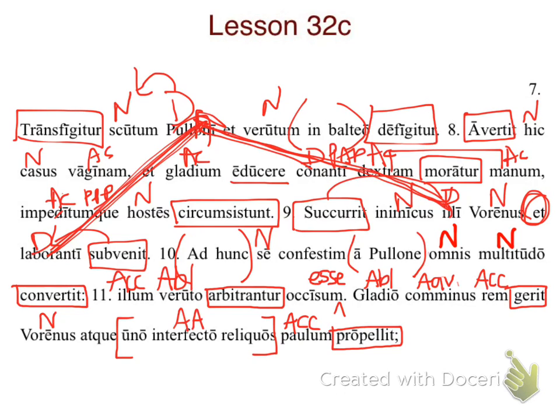But turned themselves. Okay. Oh, because I guess technically the whole multitude is singular, but that threw me off. Okay. Yeah, like the whole multitude turns themselves to him from Pullo. Okay.